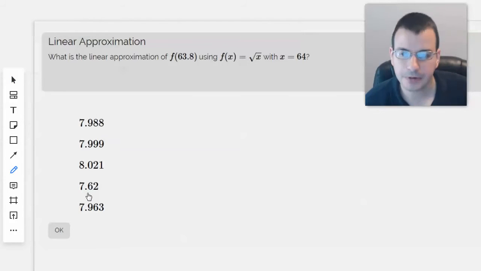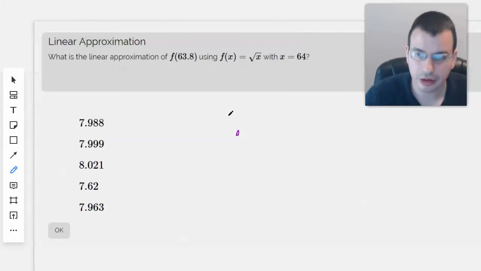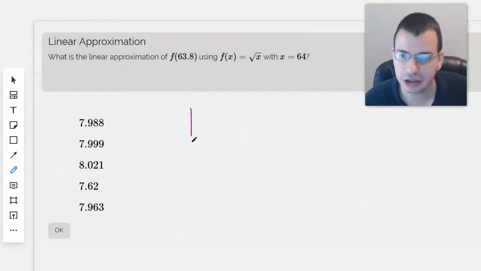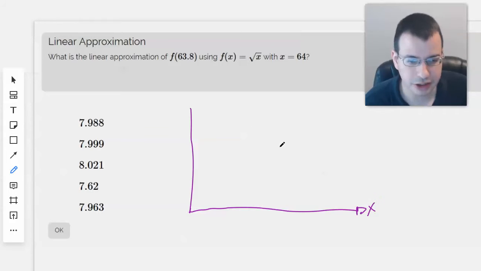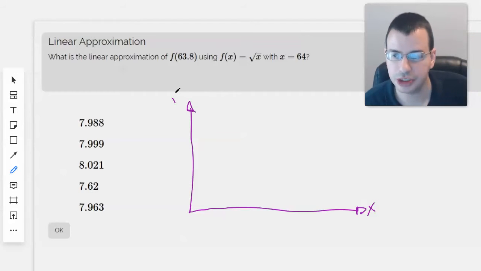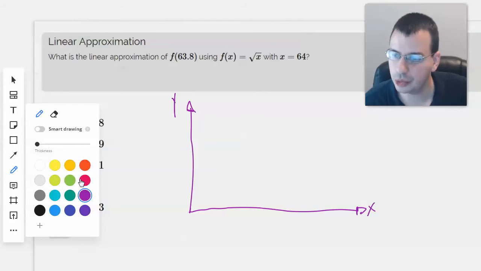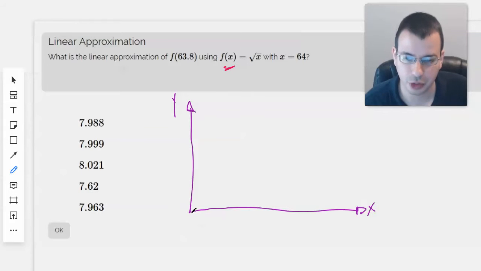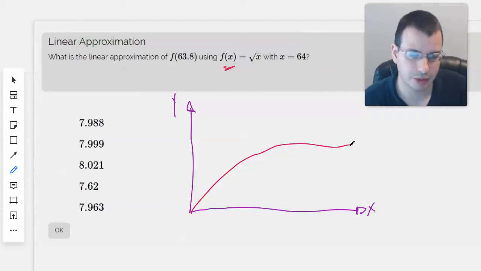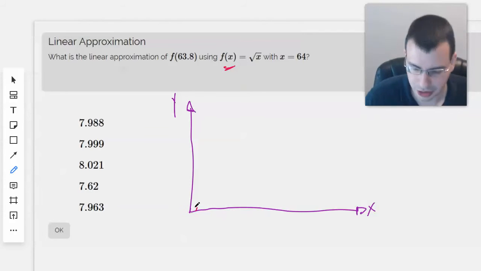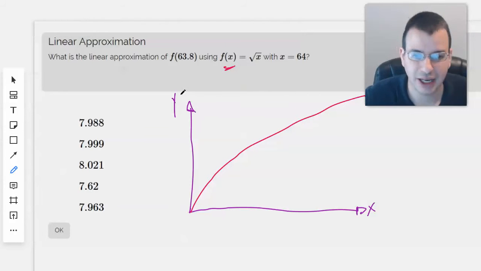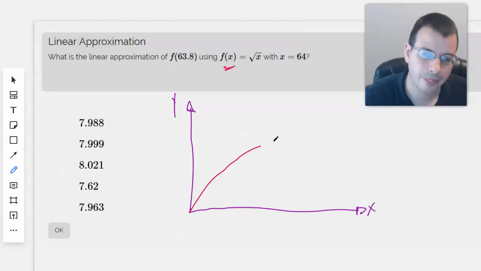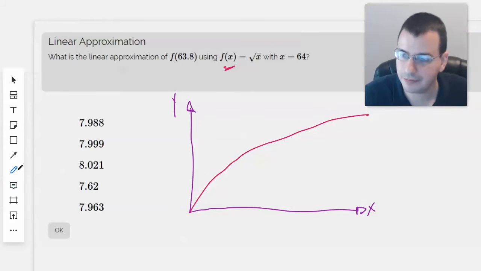Okay, so the idea here is, we'll draw x and y, which is the same as f of x, and we will draw f of x, which is the square root of x. It looks something kind of like this, maybe a little more exaggerated. It's going up forever, but it gets less and less steep.